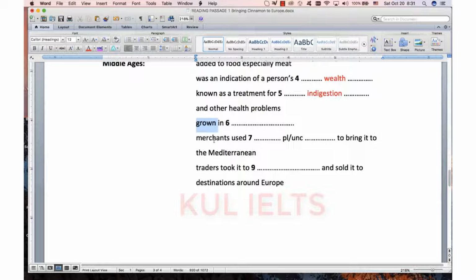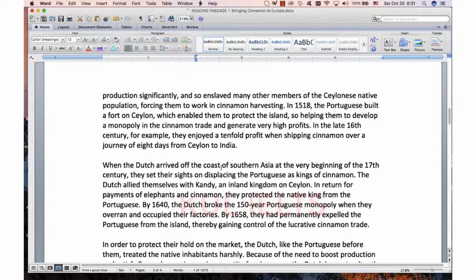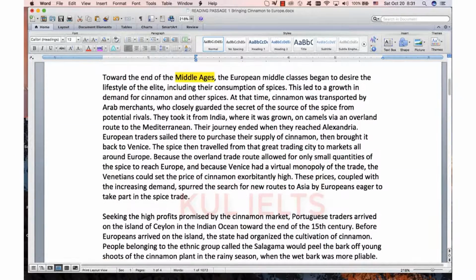Right, grown in. The merchants and the traders. Let's find Mediterranean. Merchants, traders, Mediterranean. Grown in. So we know we're over here. There's merchants, Mediterranean, traders, Europe. Right, so we're also somewhere over here. We want grown in. Where were they grown? They were grown in something.